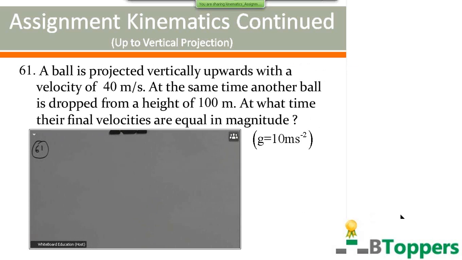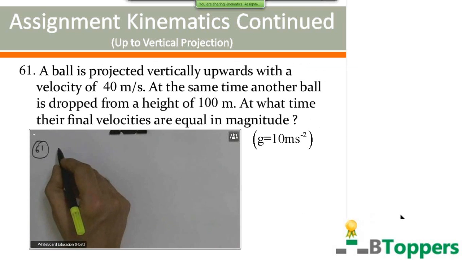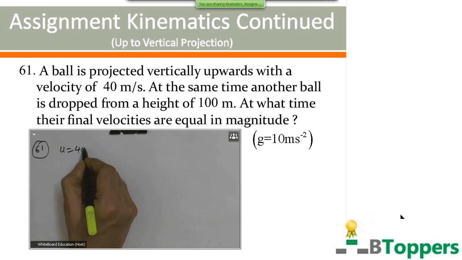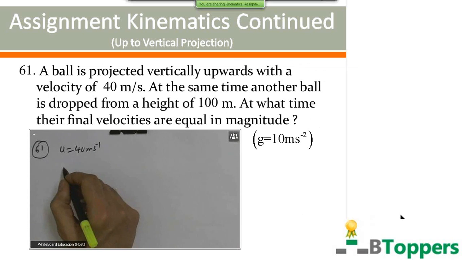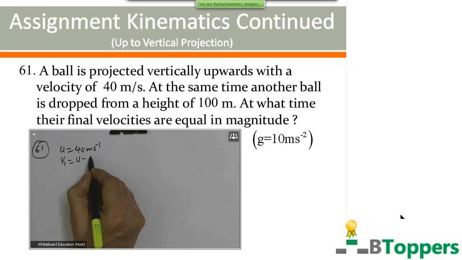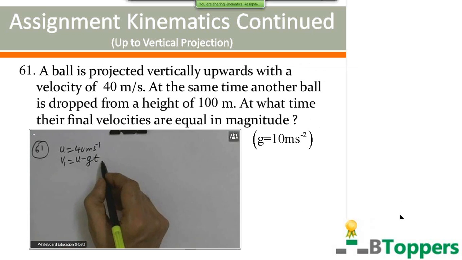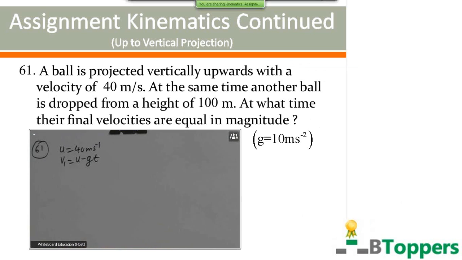A ball is projected vertically upwards with an initial velocity of 40 meter per second. At the same time, another ball is dropped from a height of 100 meters. At what time are their velocities equal in magnitude? So, the velocity of the first body which is projected vertically upward, at time t after projection, is given by V1 equal to u minus gt. That means we are using the equations s equal to ut plus half at square and v equal to u plus at for the first body.